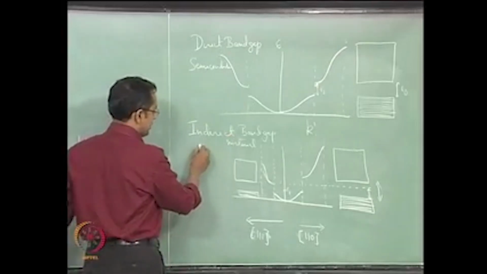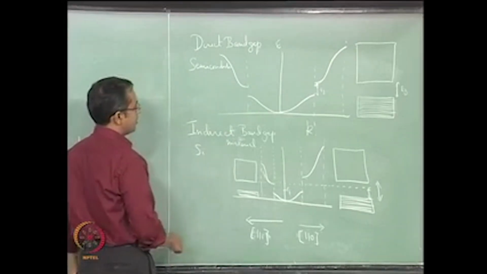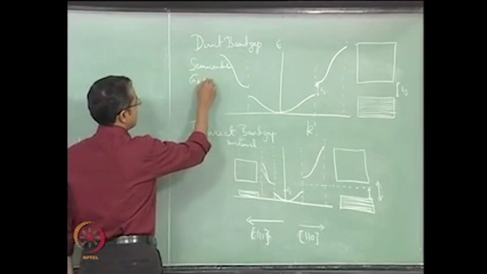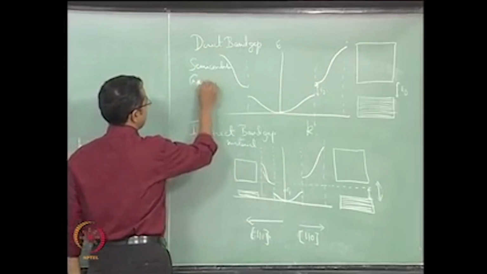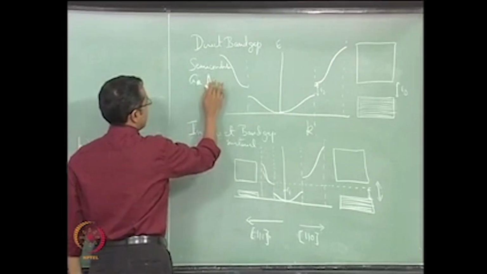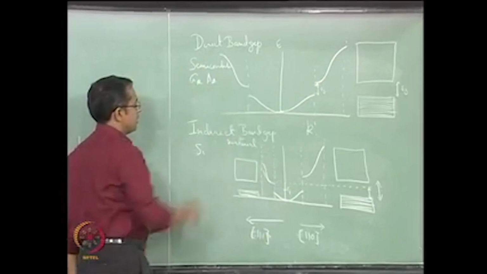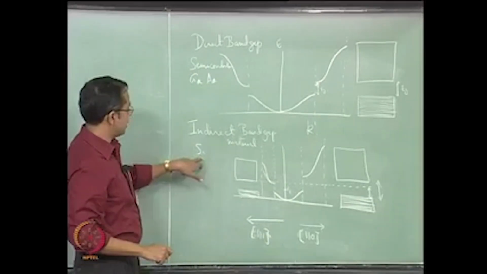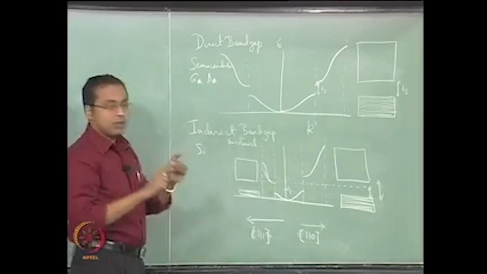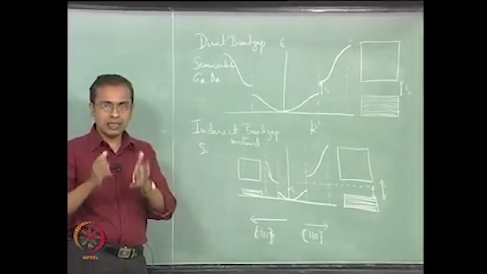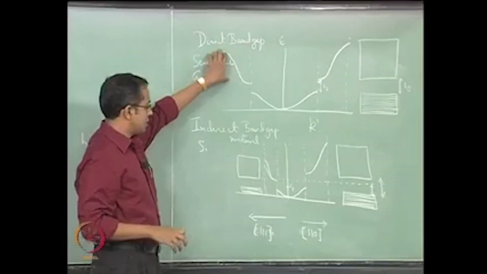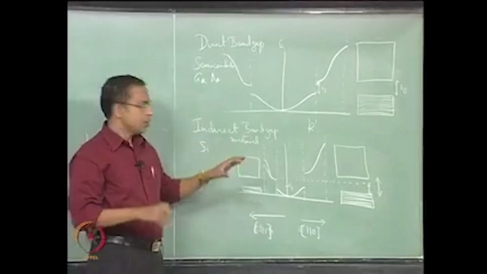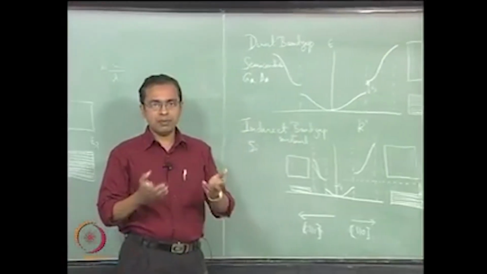So for example, silicon is an indirect band gap semiconductor, gallium arsenide is a direct band gap semiconductor. So when you try to make a laser or things like that, gallium arsenide is the kind of material that is preferred, not silicon. Okay. So we will wind up our discussion today with basically these comments.